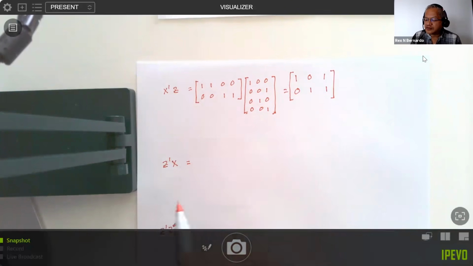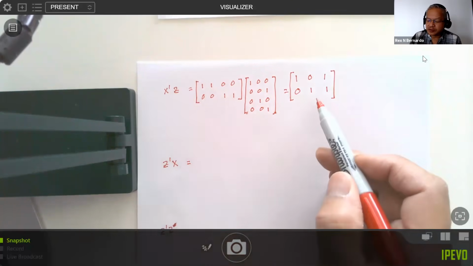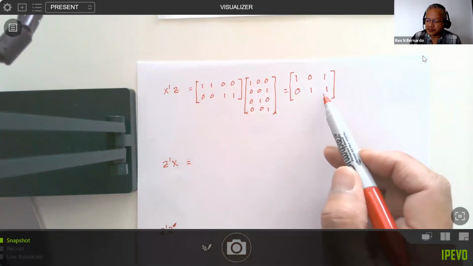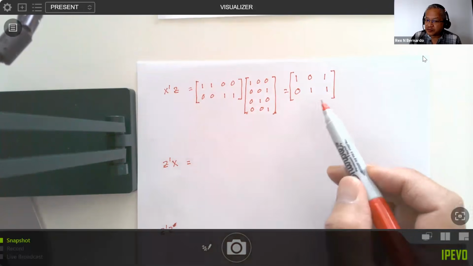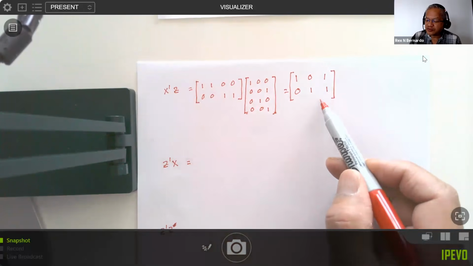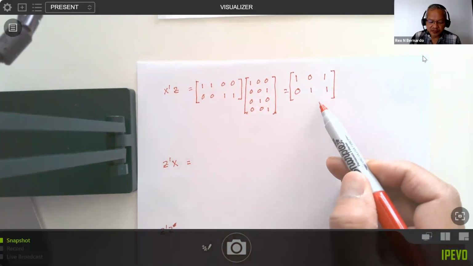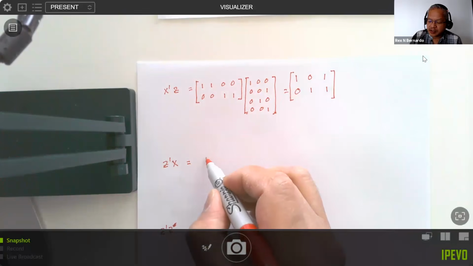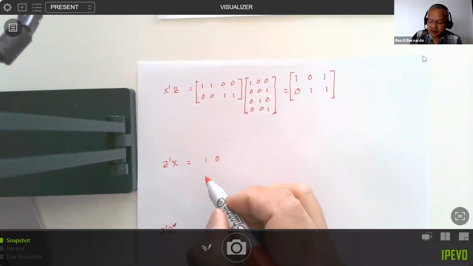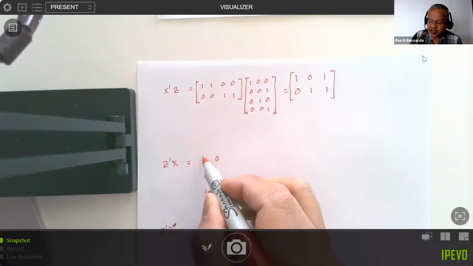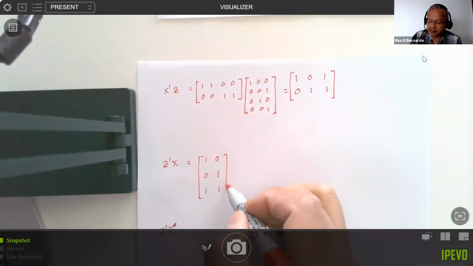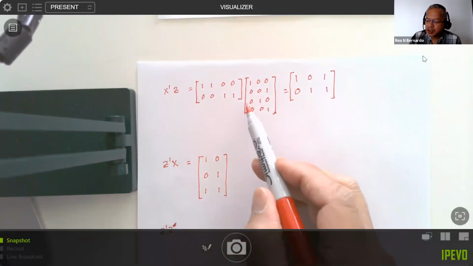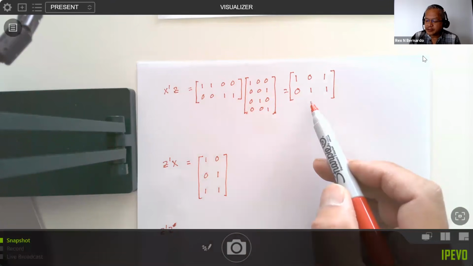Your Z prime X is actually, because it's symmetrical, just the transpose of what we have just obtained. So your Z prime X would be 1, 0, 0, 1, and 1, 1. You could write it out and do the same exact thing, and I'll show that in the notes. But again, it's just a transpose of this one.